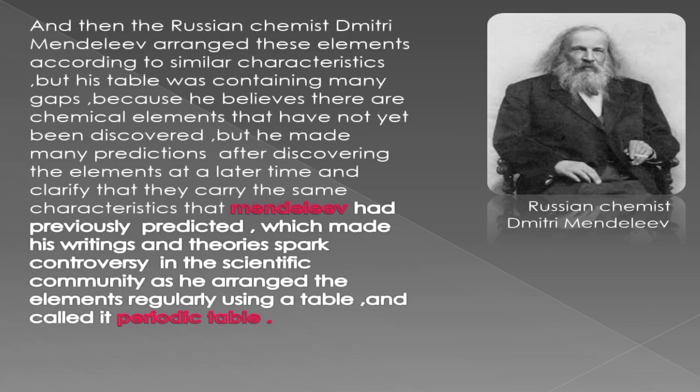And then the Russian chemist Dmitry Mendeleev arranged these elements according to similar characteristics, but his table contained many gaps because he believed there were chemical elements that had not yet been discovered. He made many predictions, and after the elements were discovered at a later time, it was clarified that they carried the same characteristics that Mendeleev had previously predicted, which made his writings and theories spark controversy in the scientific community. He arranged the elements regularly using a table and called it the periodic table. As in the image, this is the Russian chemist Dmitry Mendeleev.